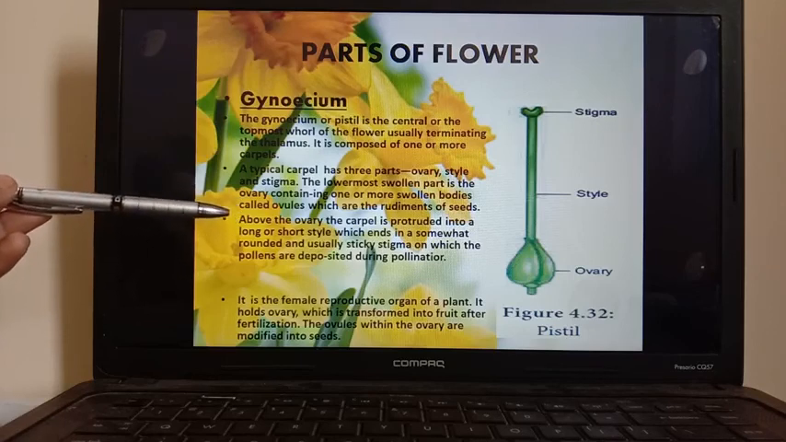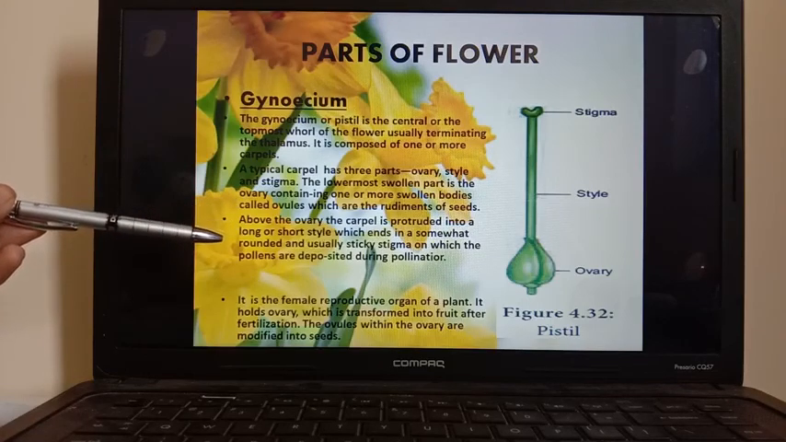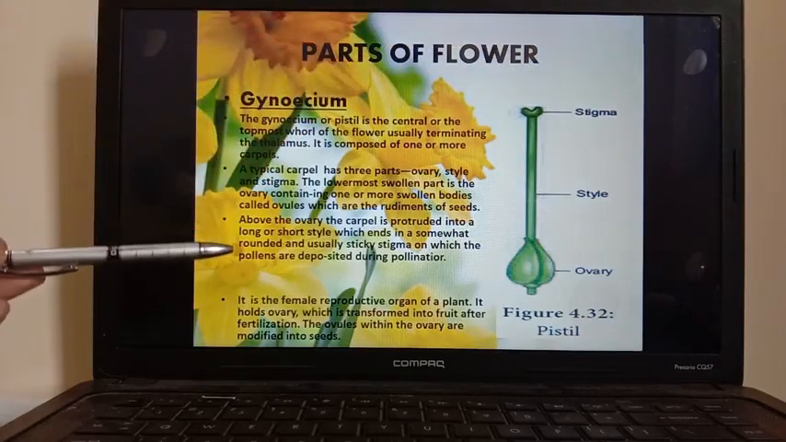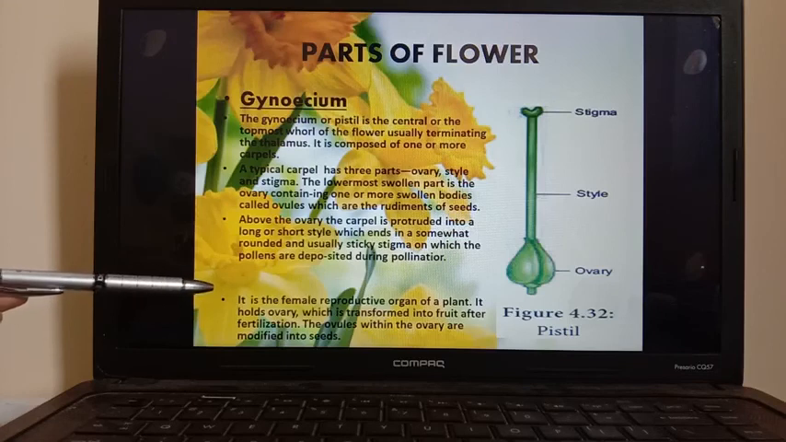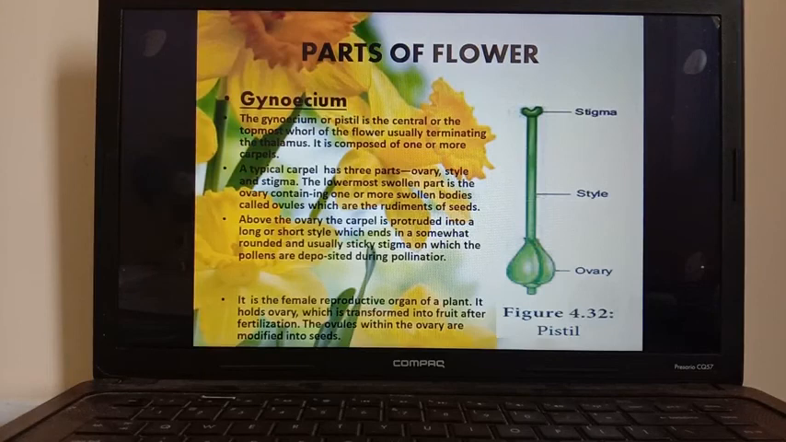Above the ovary, the carpel is protruded into a long or short style which ends in a somewhat rounded and usually sticky stigma. This is the sticky stigma, on which pollens are dropped. It is the female reproductive organ. It holds the ovary, which is transformed into fruit after fertilization. The ovules within the ovary are modified into seeds. So this is also a very important part of the flower, directly involved in the reproduction process, and after the fertilization the ovary forms the fruits and ovules form the seeds.